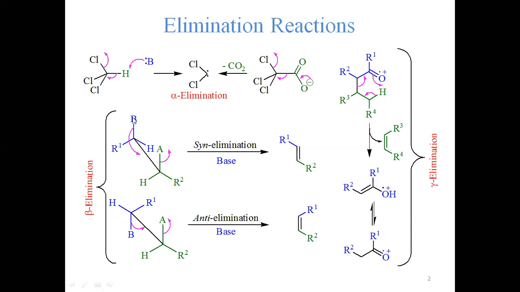Very much the same here. If these two groups are beta to each other, that's why it is called beta elimination. If these two groups are adjacent to each other, that's why it is beta elimination. Or if these two are three bonds away, look here, one bond, two bonds, three bonds, one bond higher than this, this is called beta elimination.